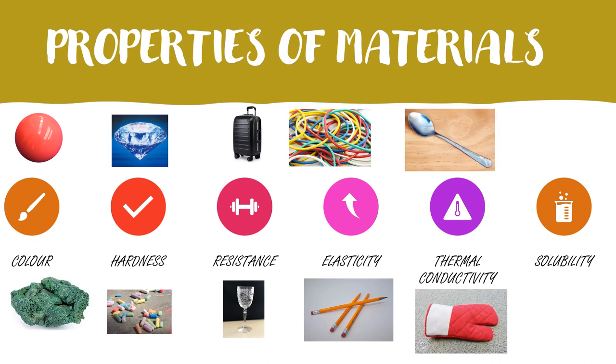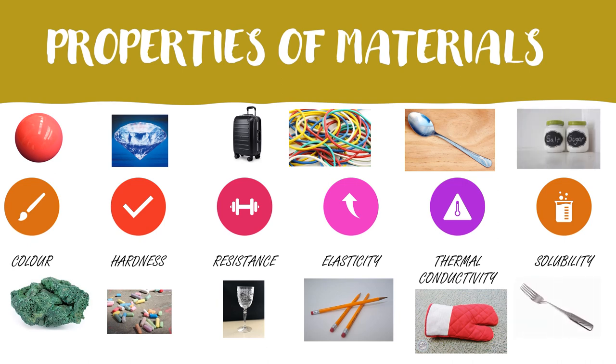Thermal conductivity talks about whether we can transfer heat easily. With the metal spoon, if we are cooking soup, we feel the heat, so we can get burned. And if we use the oven glove, it doesn't transmit heat. We cannot feel the heat, so it's a thermal insulator.